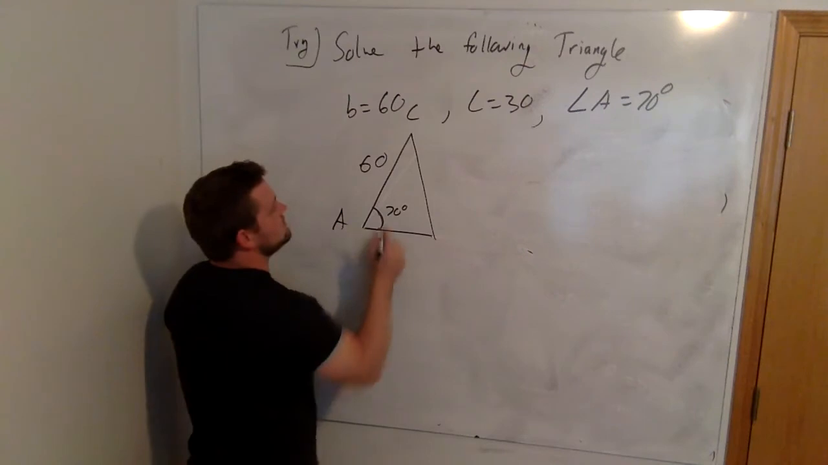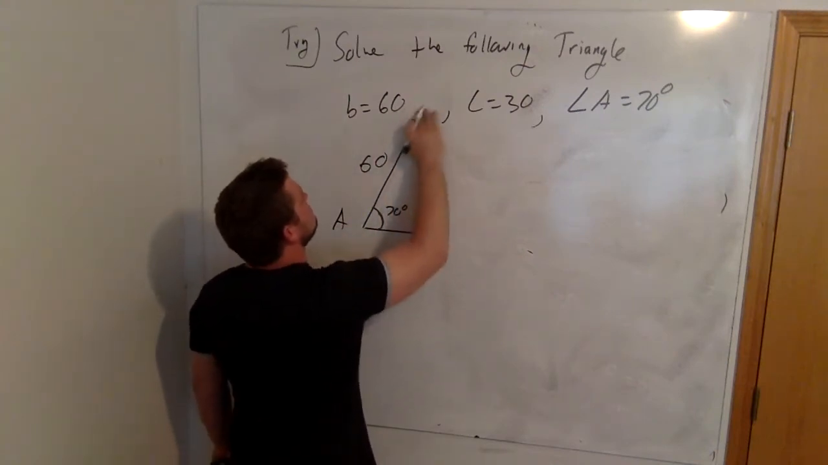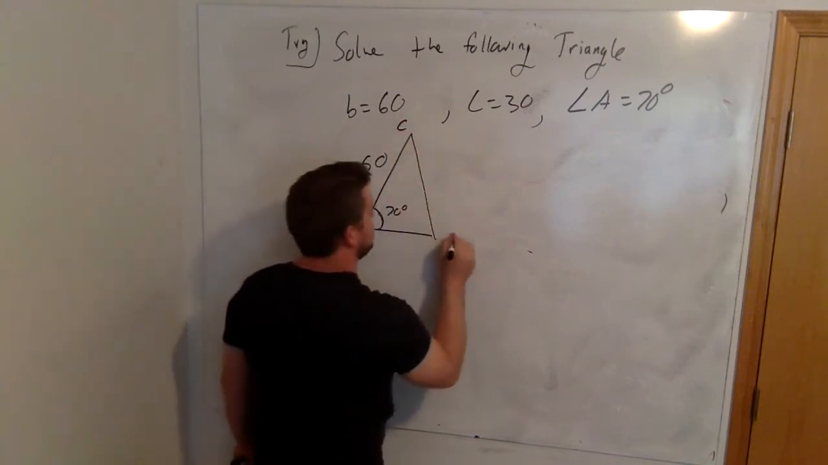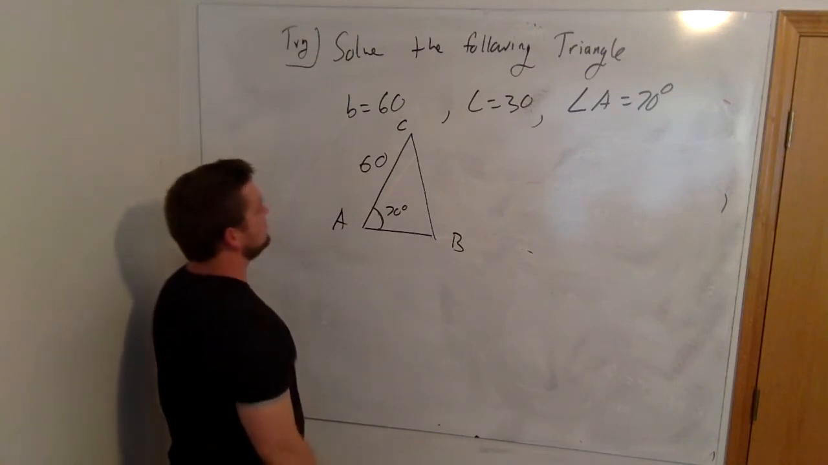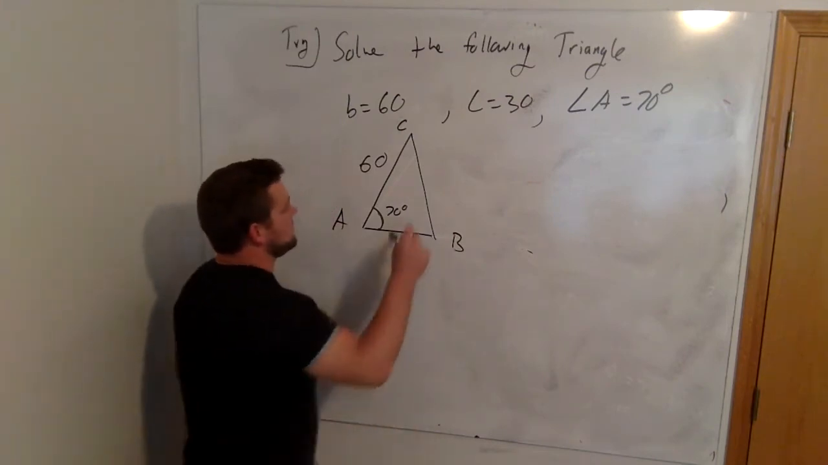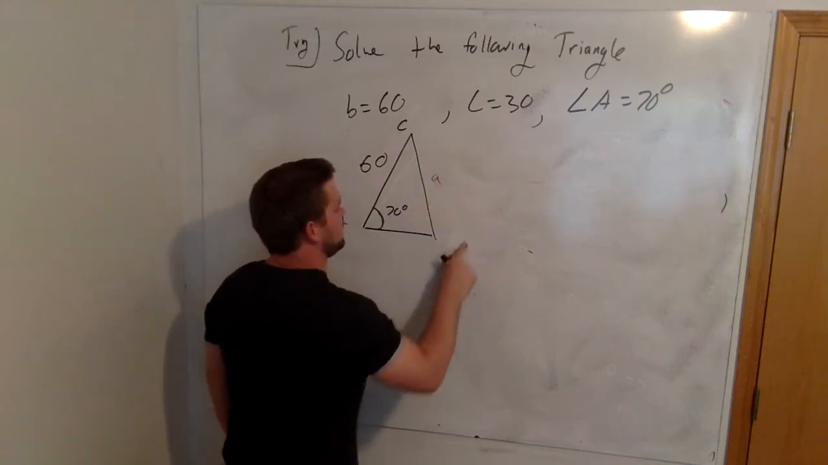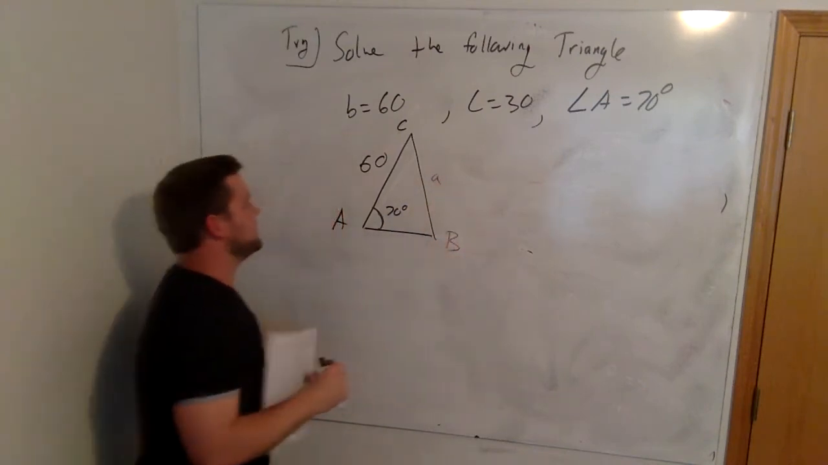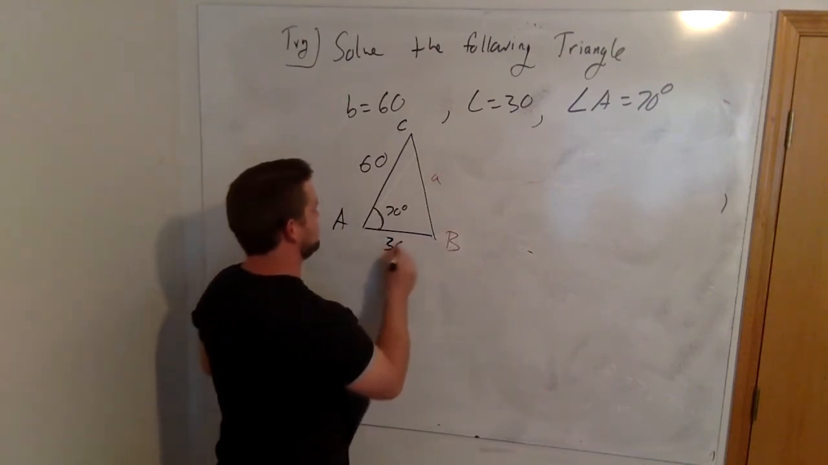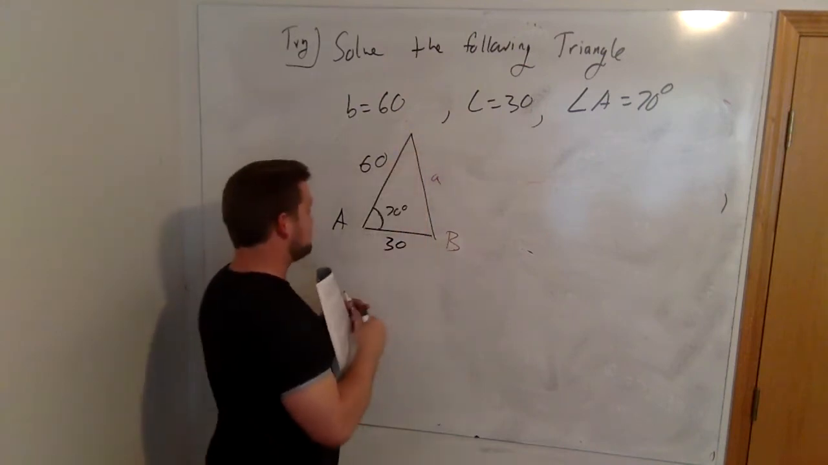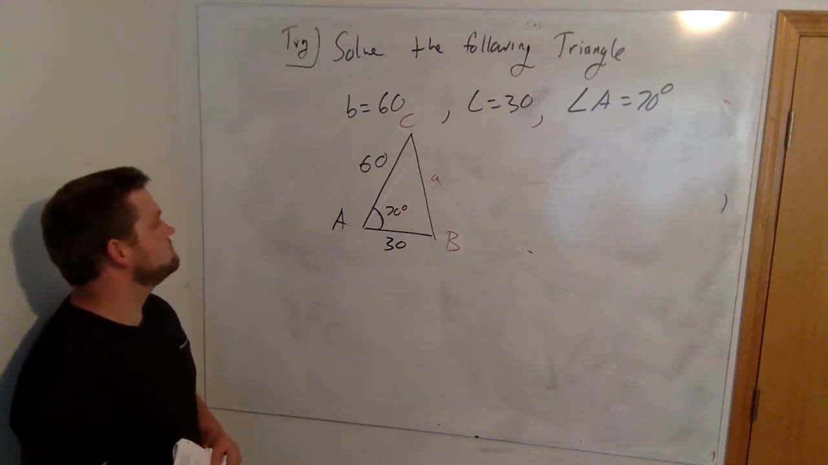Okay, so this is angle C, and this is angle B. So what else do we need to figure out? We still need to figure out length a. Maybe I should color code this, because we still need to find angle B. And we know this length here is 30, so we'll put a 30 here. We need to figure out angle C. Okay, there we go. We've got 3 of the parts, we need to find the other 3.